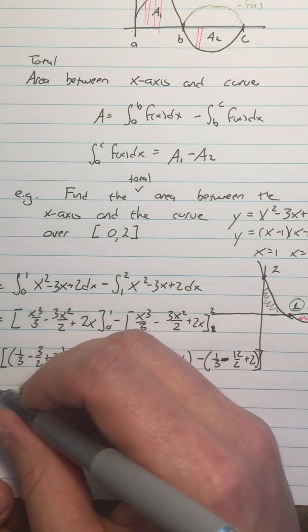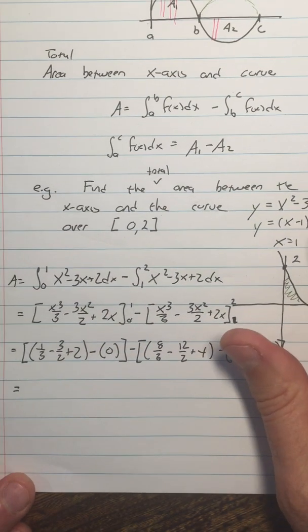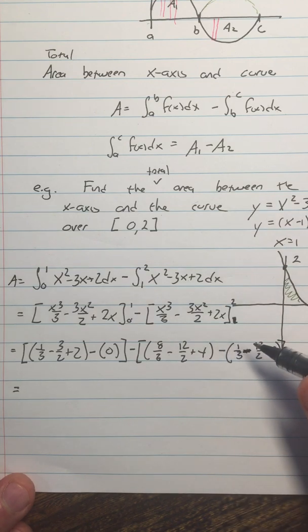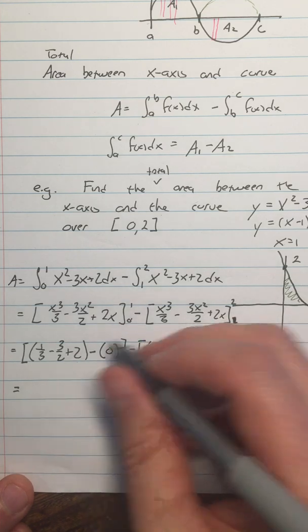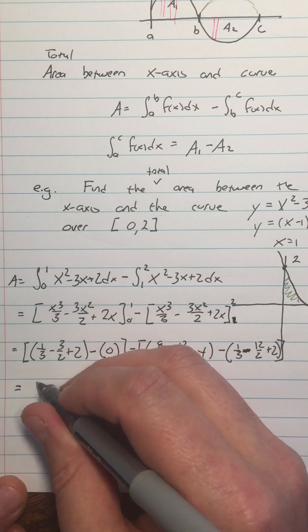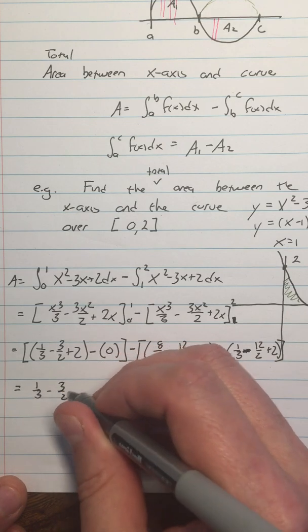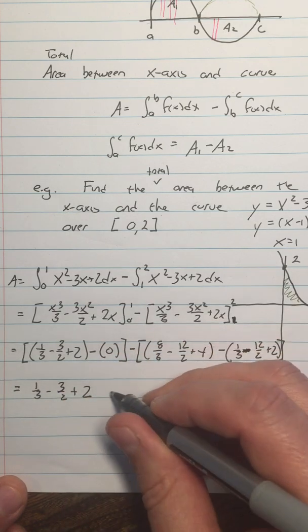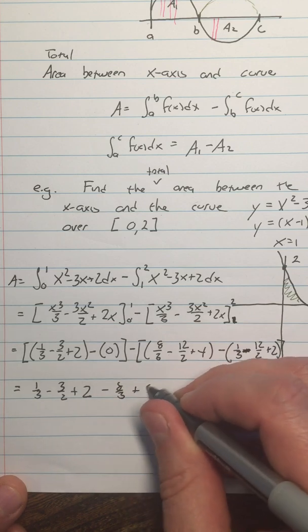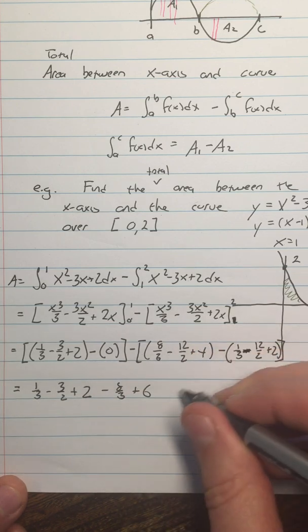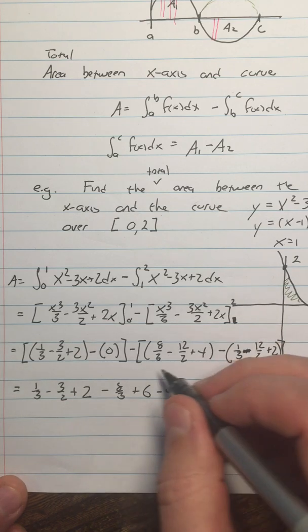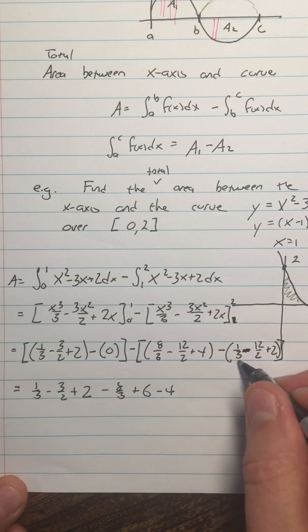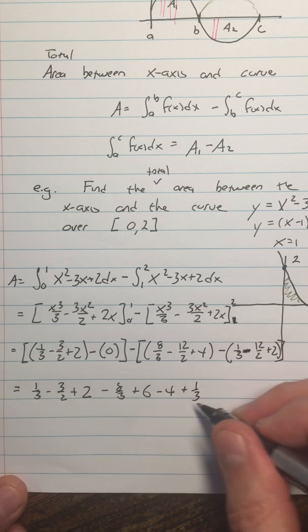So then another good thing to do next is let's just distribute all these minus signs because I got dozens of minus signs. Let's try to get those signs looking right. So if I distribute out the minus signs and also reduce the 12 over 2, looks like I'm going to have 1/3 minus 3/2 plus 2, and then for this one I'm going to have minus 8/3 plus 6, right, distributing the negative, minus 4. And then be really careful with this one because negative is positive, so plus 1/3.